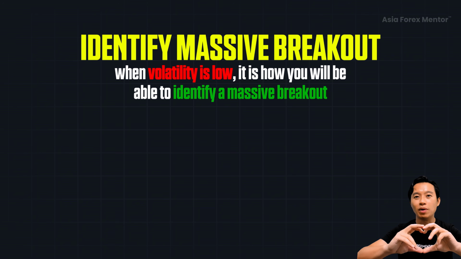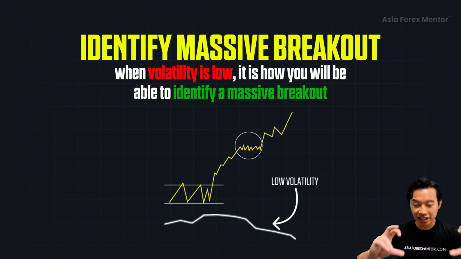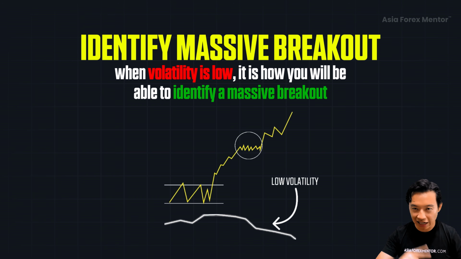First off, we talked about how to identify a massive breakout, right? When volatility is low, this is how you are able to identify a massive breakout. You can do this beforehand or afterwards. Afterwards means you see the breakout, then you check the volatility on the higher time frame. Or you see the volatility, and you get ready to set yourself up for a breakout.